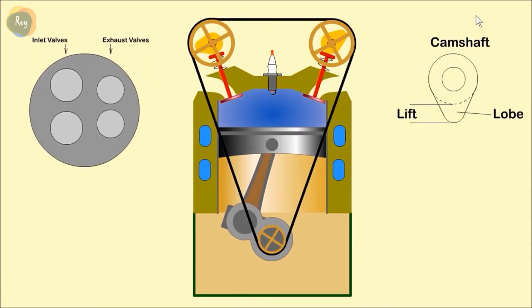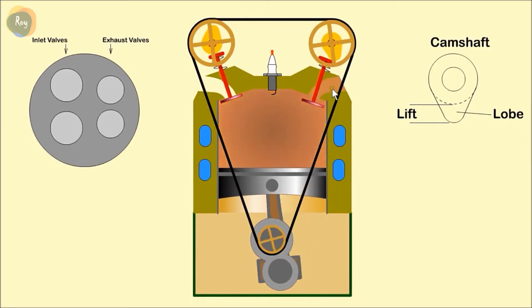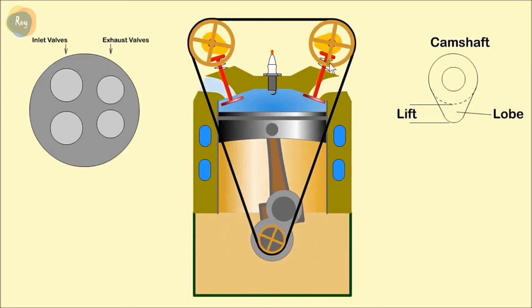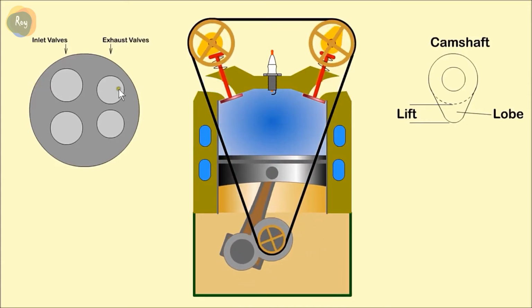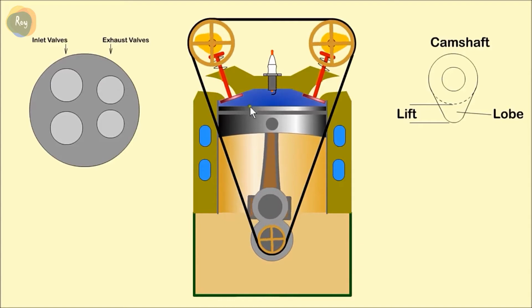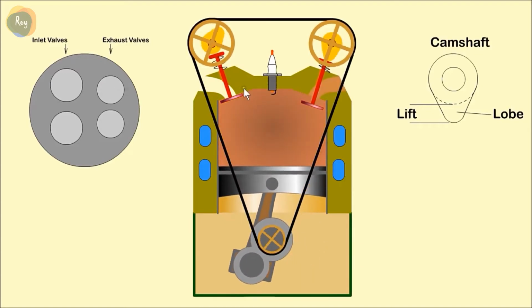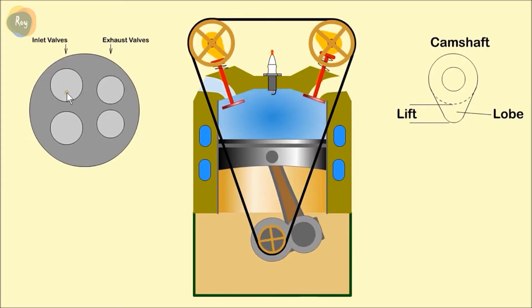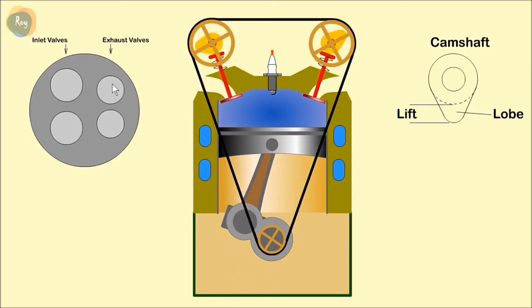Valves are used to allow air to enter and exhaust gases to exit from the cylinder. They're opened by the lobe of the camshaft and closed by spring pressure. Usually, inlet ports are larger than exhaust ports, as it is more difficult to get air into the cylinder. Early engines had only one inlet and one exhaust valve per cylinder. Modern engines usually have two inlet and two exhaust valves.